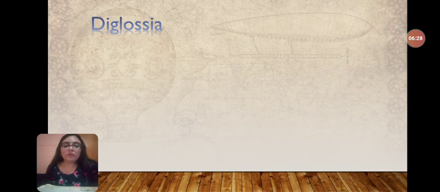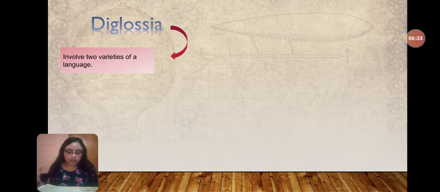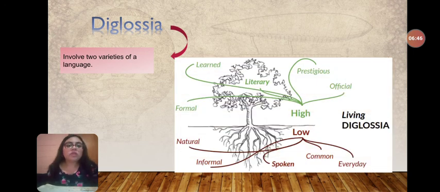On the other hand, we have diglossia. That is a different concept. It refers to the situation in which two different forms of the same language are used in the community in two different social situations. For example, we have the high and the low. The high is for formal language, is official, is literary, is learned. The low is informal, is spoken, is common, and is the language we use every day.